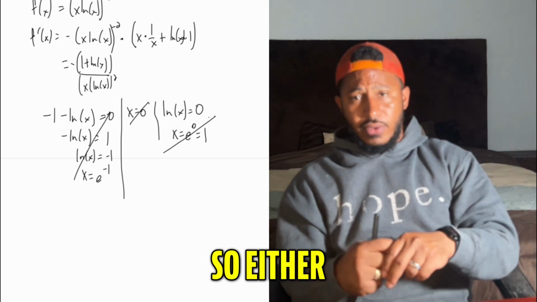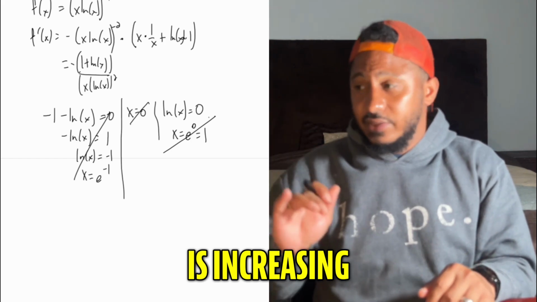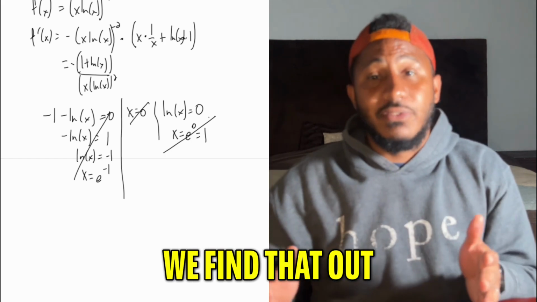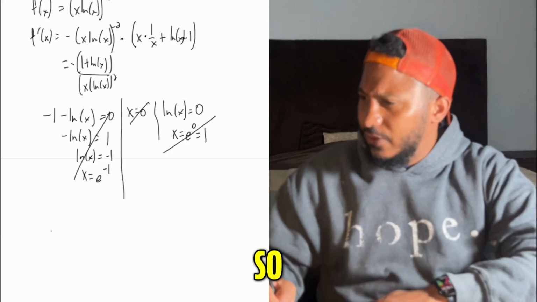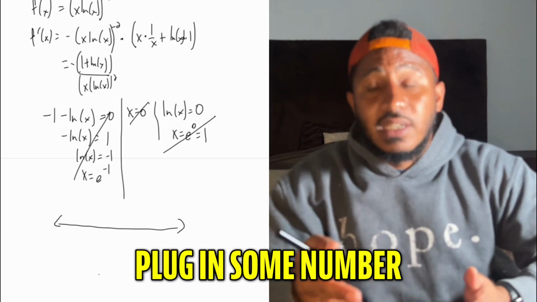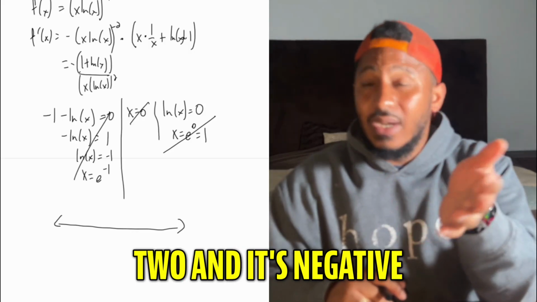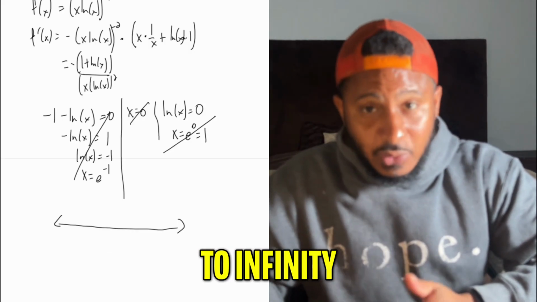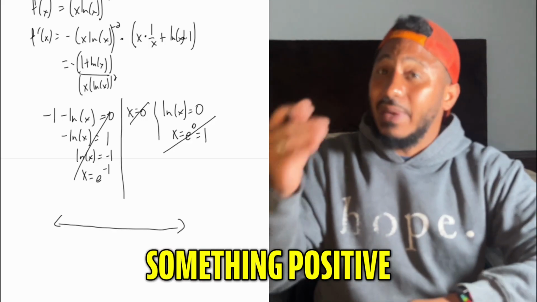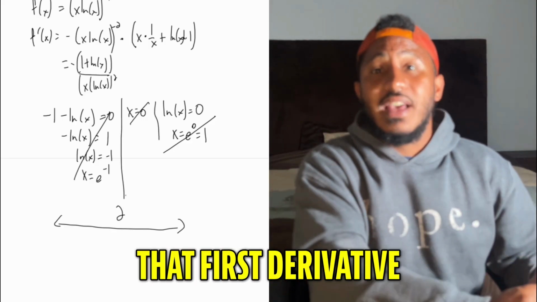So either from 2 to infinity, the entire function is decreasing or the entire function is increasing. And so how do we find that out? Well, we just looked at the graph, but we could just plug in one number and see, right? So we take our number line and then we plug in some number from 2 to infinity. So say, I don't know, 2. If I plug in 2 and it's negative, then the entire function is decreasing over the entire interval from 2 to infinity. If I plug it in and we get something positive, then the entire function is increasing from 2 to infinity. And we plug it in to that first derivative.